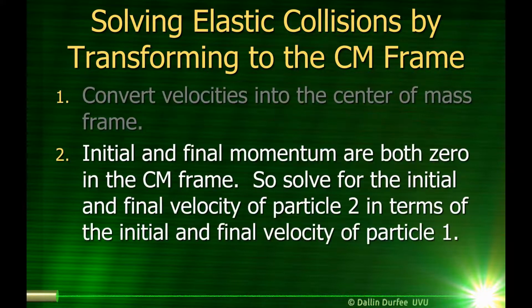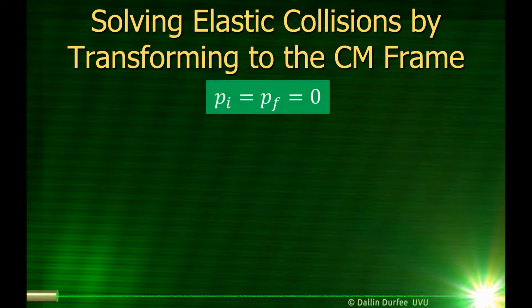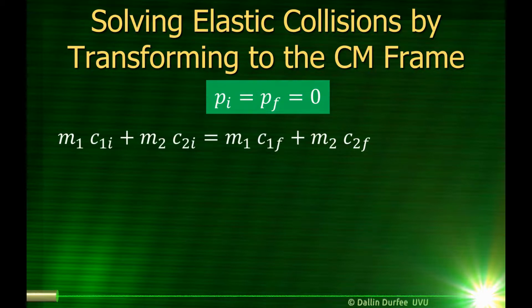So now with those definitions, I'm going to note that the initial and final momentum are both 0 in the center of mass frame. This allows me to solve the momentum equation to find the initial and final velocity of particle 2 in terms of the initial and final velocity of particle 1. All right, so in the center of mass frame, the initial and final momentum are equal to 0. So my conservation of momentum equation looks like the initial momentum of particle 1 plus the initial momentum of particle 2 is equal to the final momentum of particle 1 plus the final momentum of particle 2, but both of those equal 0.